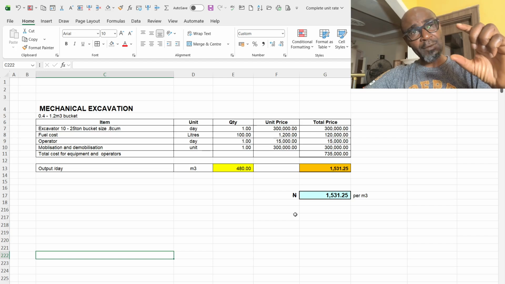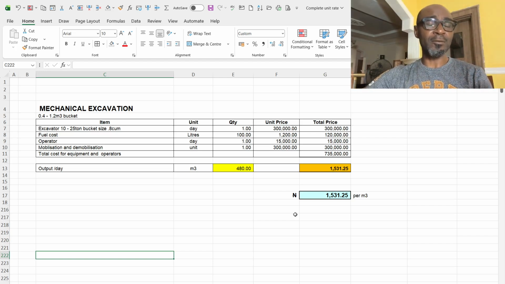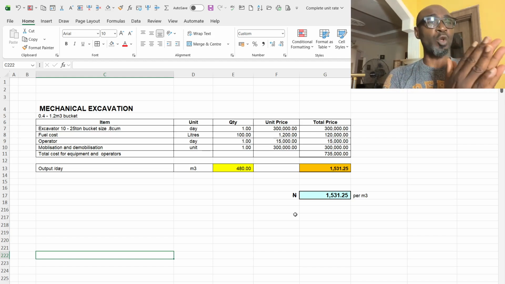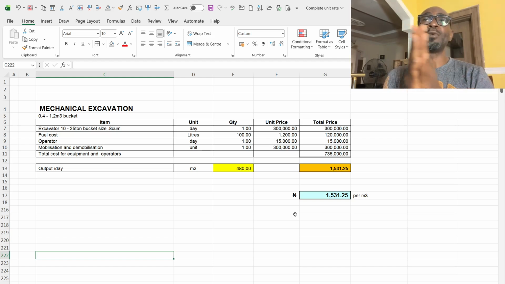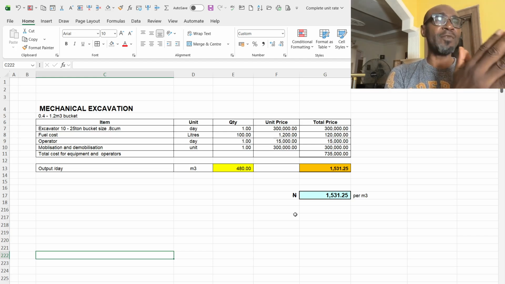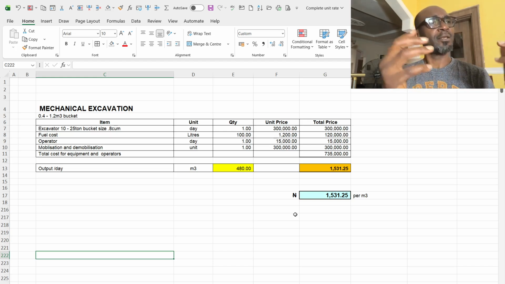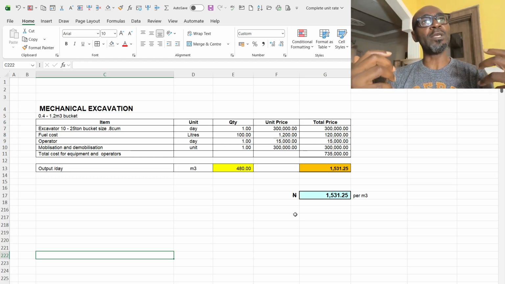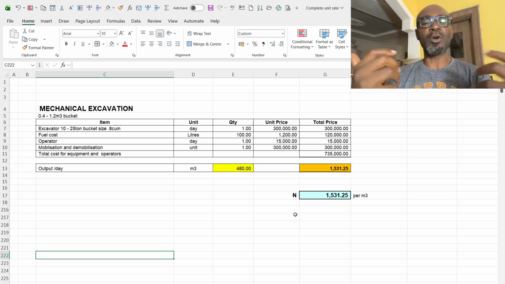Another important factor to consider is the life cycle of the excavator, whether the excavator is new or old. Because if the excavator is new, the output will be more. But if the excavator has been in service for, say, 5 to 10 years, the efficiency of that machine will be slower.